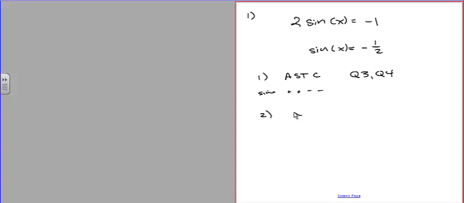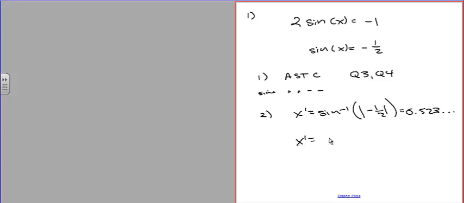Then you find the reference angle, and that's the inverse sine of the absolute value of negative 1/2. So make sure your calculator is in radians, not degrees. So we take the inverse sine of 1/2, which is the absolute value of negative 1/2. So you get 0.523, and so on.